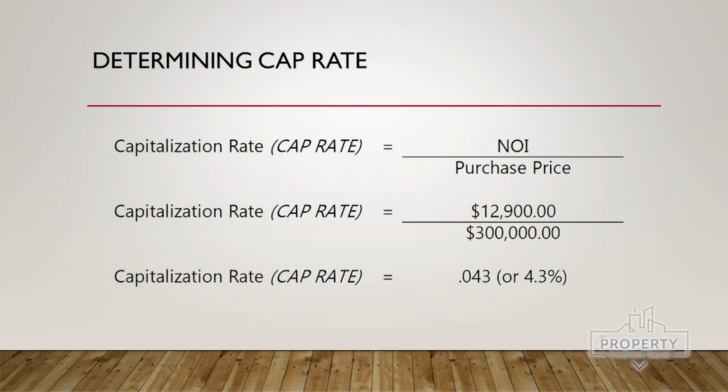Okay, so let's put all of this together now. We've got the net operating income, and we are going to pretend that this building is worth $300,000. How do we figure out the cap rate? Well, net operating income, what was that? 12,900 divided by the purchase price, 300,000, gives us a cap rate of 0.043 or 4.3%. So for every dollar that we spent on this duplex, we are getting 4.3 cents in rent.